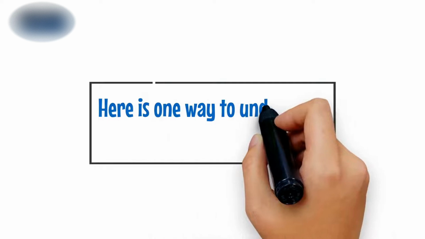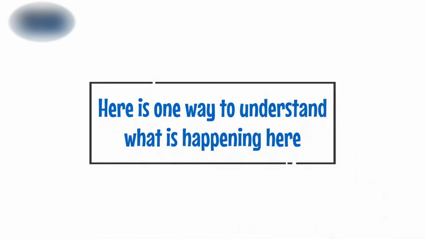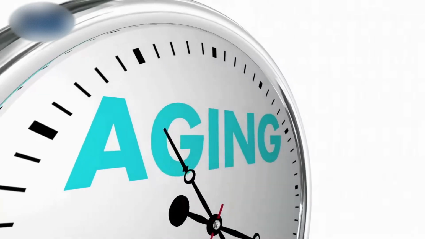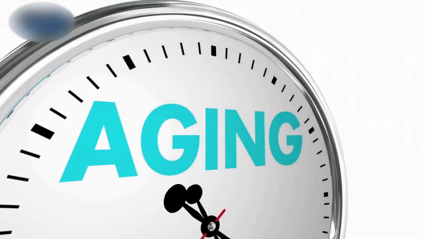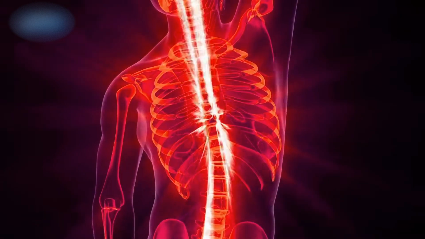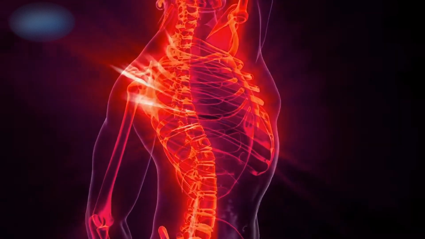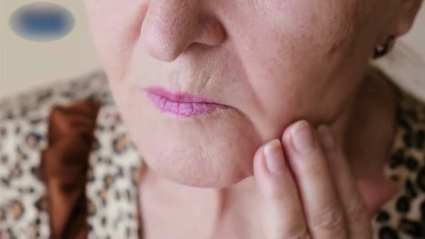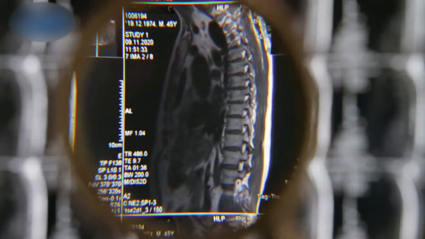Here is one way to understand what is happening here. If you look at these two pictures of a young baby and an older gentleman, you are not surprised to see that the skin looks different. Why not? We are aware that the natural aging process causes changes to every structure of the human body, and we are used to seeing our faces and our skin change every year. The spine is no different.